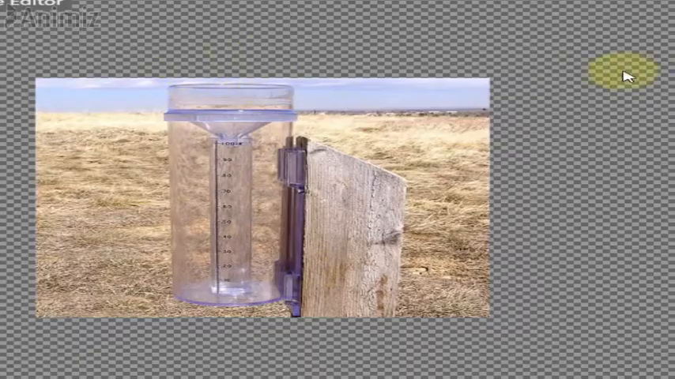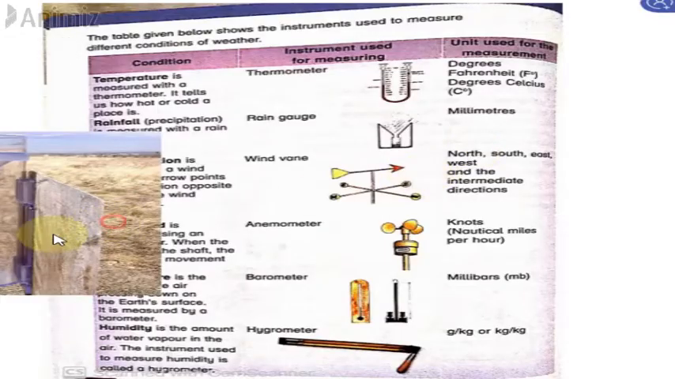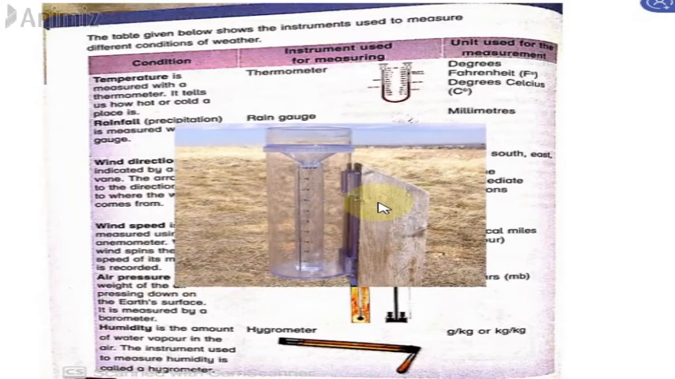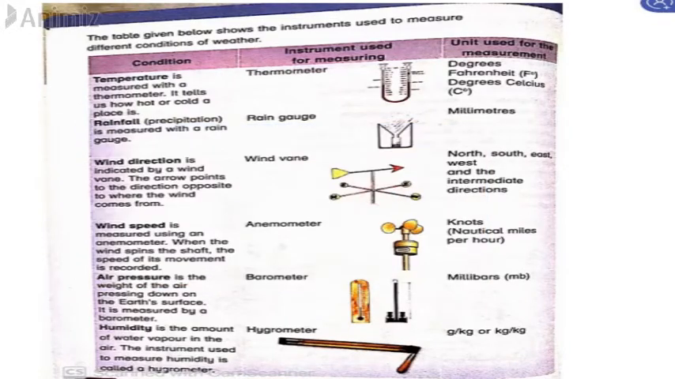So this is a rain gauge, and we use millimeters to measure. This is the unit of measuring rainfall. So these units are 10 millimeters, 20 millimeters, 30 millimeters. If the water is collected till here, we are going to say that the amount of rainfall that has happened has been 10 millimeters. So this is the unit for rainfall.